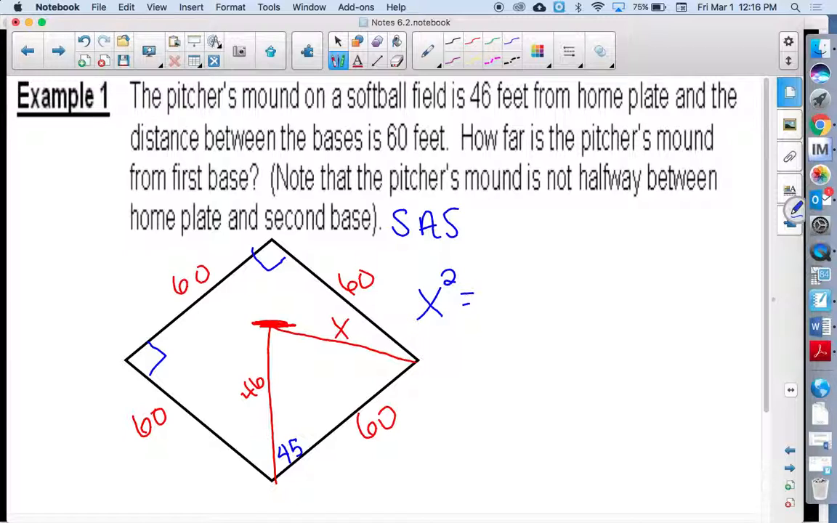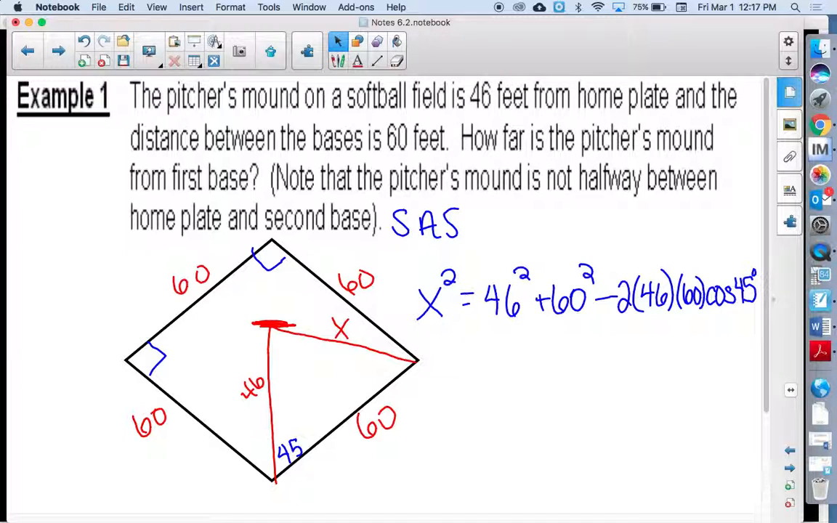So 46 squared plus 60 squared minus 2 times 46 times 60. And then finally the cosine of 45. It's a lot of numbers. It is a lot of numbers. So that's why the law of sines is easier, because you don't have as many numbers to plug in and make a mistake with your calculator. You can plug this in all at once into the calculator. You don't have to plug it in in separate pieces.